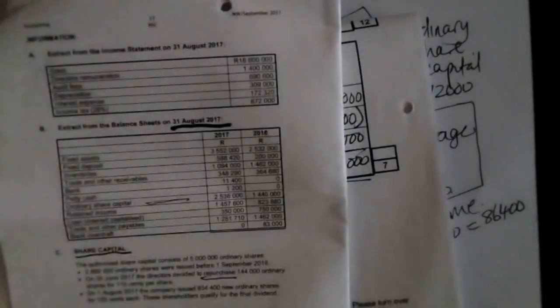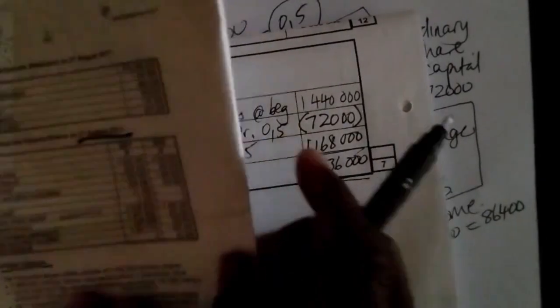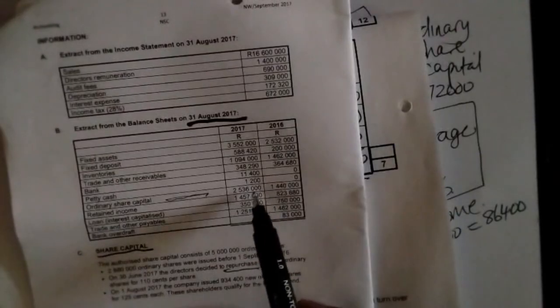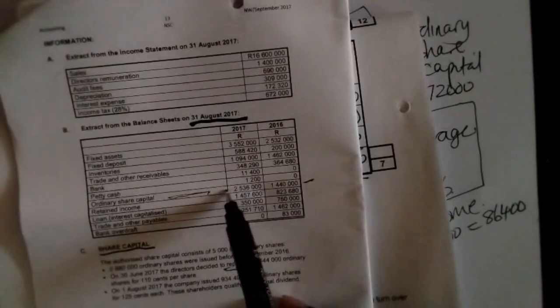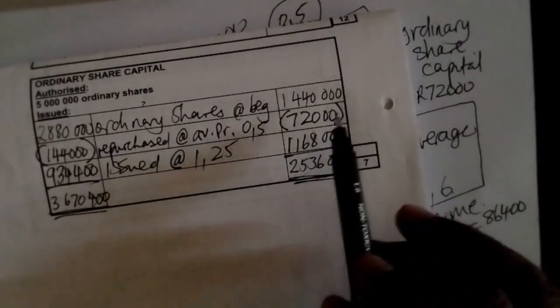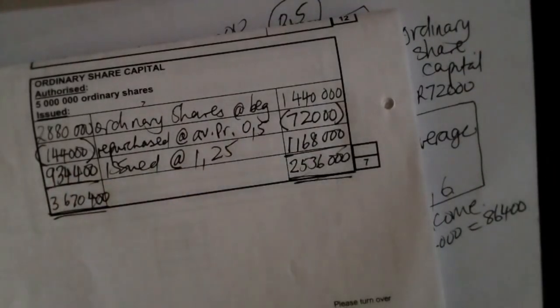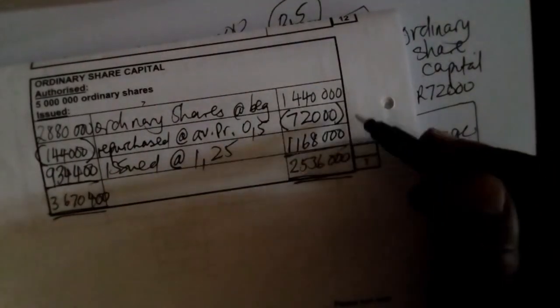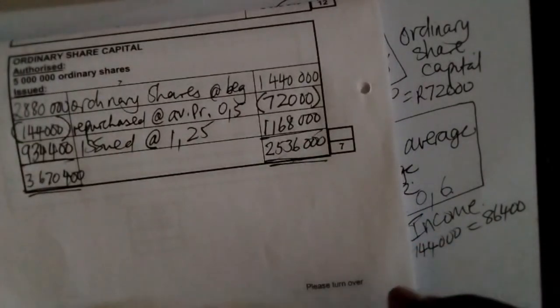If you also check here on our information, I've managed to prove that the closing balance of our ordinary share capital will be 2,536,000, but this had already been provided to us, because at the beginning of the year it was 1,440,000 and at the end of the year it is 2,536,000. But I managed to prove it using the note itself. What is very critical is for you to understand how to do this buyback, because that will be the cash that you have there. You must be able to calculate your average price, so that you know the value with which you must reduce your ordinary share capital. So this is your note number 7.